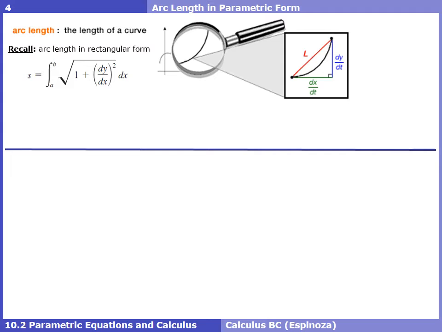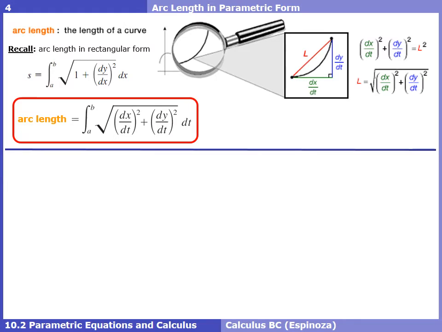Bottom line is, just like in 7.4, to develop this formula for arc length, we're just going to apply the Pythagorean theorem. If we wanted to find how long L was, we would square the two legs of this right triangle, add them, and then take the square root. The length of this very tiny line segment L is given by this equation. And if we wanted to find the exact length of this curve, we would add up an infinite amount of these little line segments.